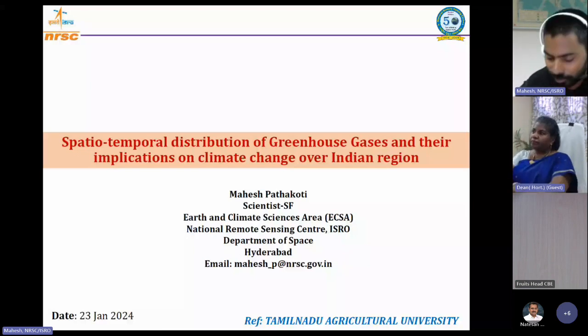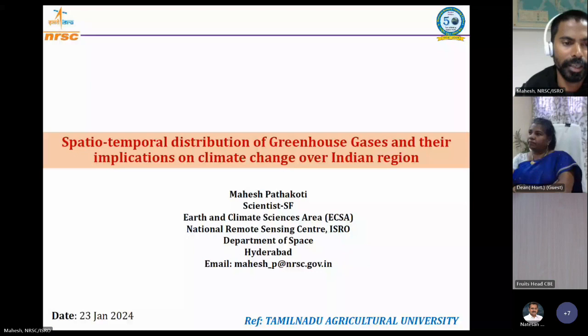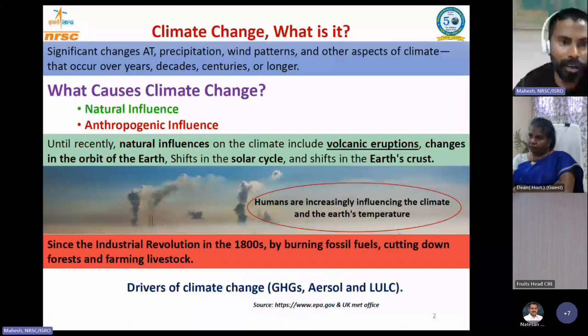Today I would be talking on the spatio-temporal distribution of greenhouse gases, especially carbon dioxide and methane, and its implication on climate change over the Indian region. Climate change happens by two processes: one is the impact from natural sources, the other is anthropogenic causes.